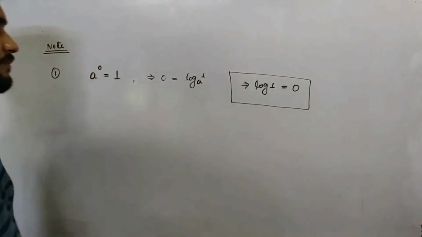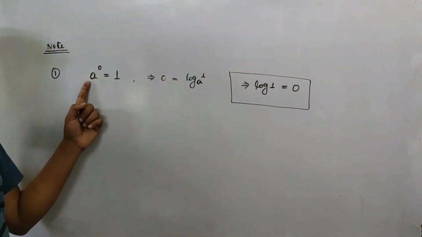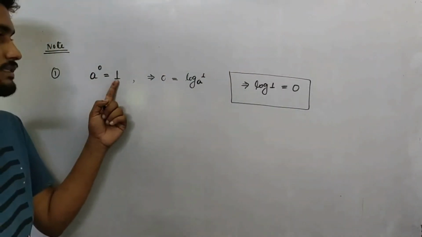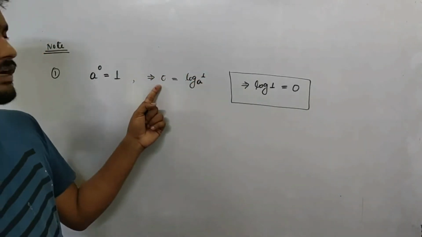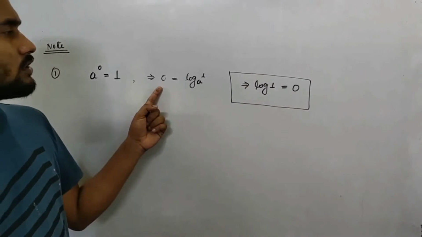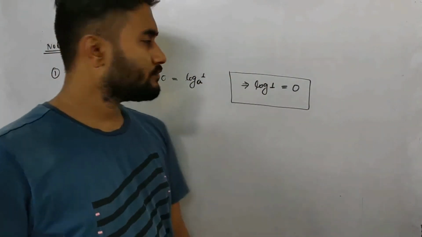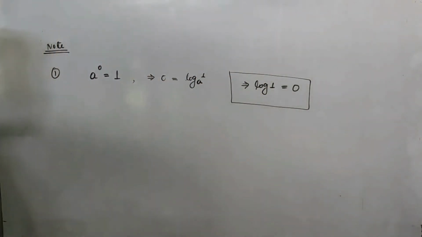Understood how it came? A is the base over here, right? That base will go that side. Logarithm will come. Logarithm will give the value of what? The exponent. The exponent is what? 0. So log of 1 is 0. Understood? Next.